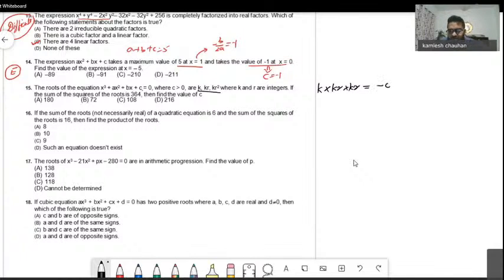Probably we should write minus C. This is K into R cube. Okay. So KR cube is equal to minus C. Now these are integers, that means this is also integer. So हम लोग का C जो है वो किसी नंबर का क्यूब है.